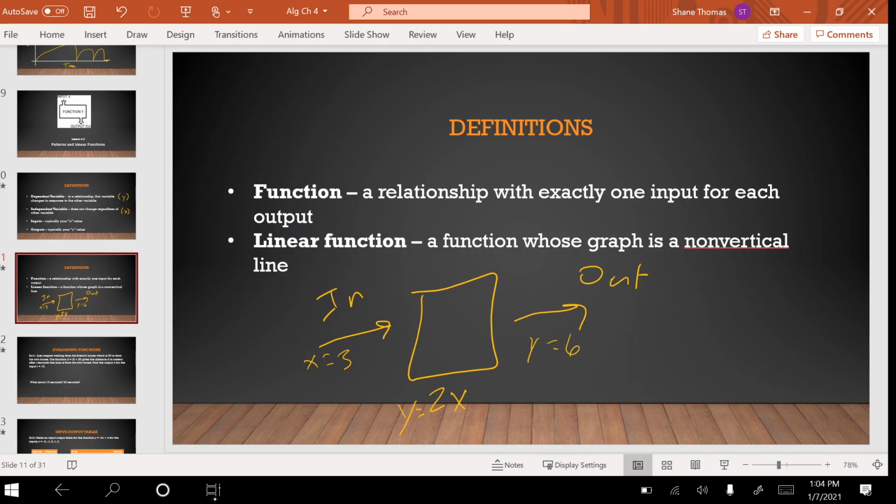But again, a function is just some relationship with exactly one input for each output that is going to relate something over time. It's going to relate something based on a situation, those types of things. We'll do an example with a word problem here next. You ready? You're still writing.